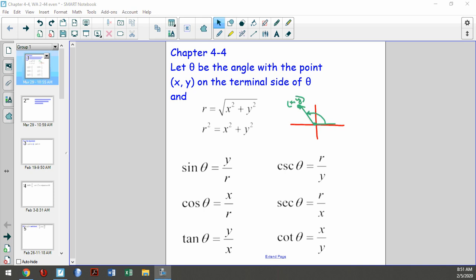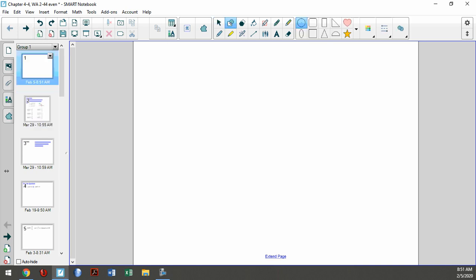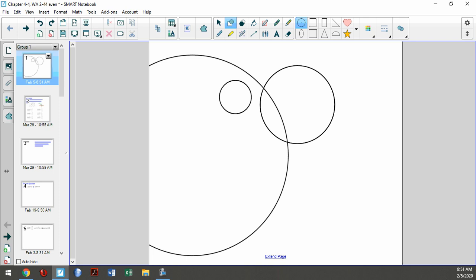All right, chapter 4-4. What we're doing today, and this visual was very helpful for other students today, so I'm going to go ahead and give this visual. There's a radius of 1. That's not a radius of 1. I want you to find the sine, cosine, and tangent values of that circle.